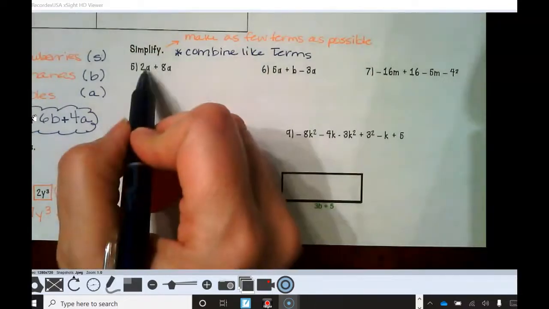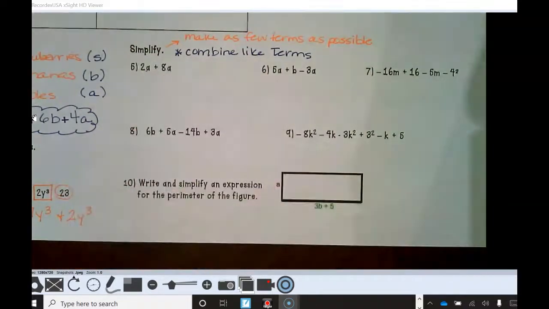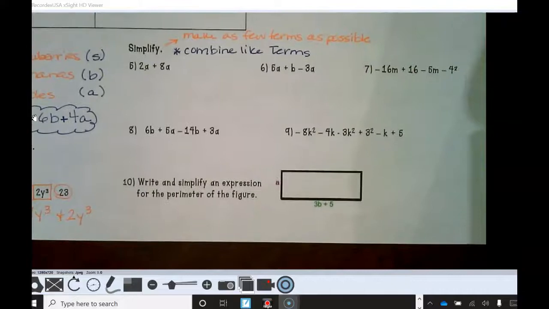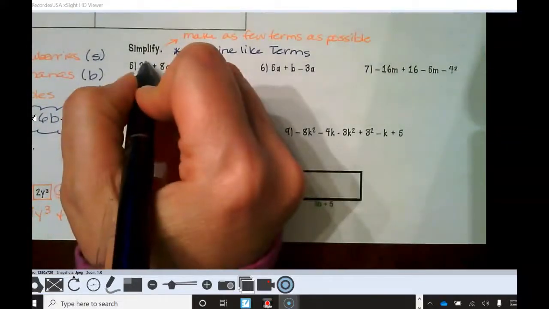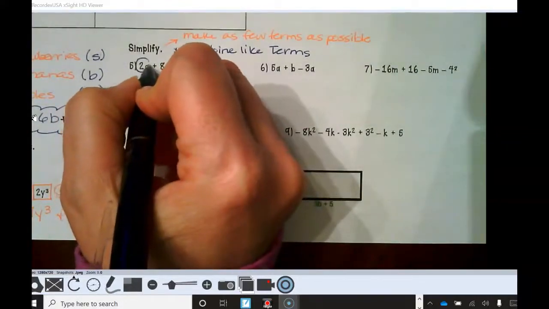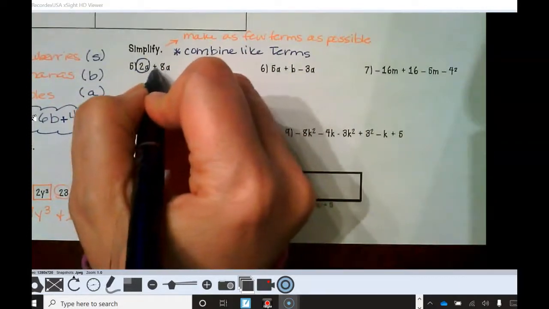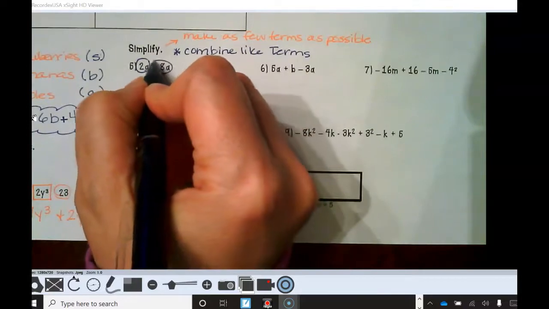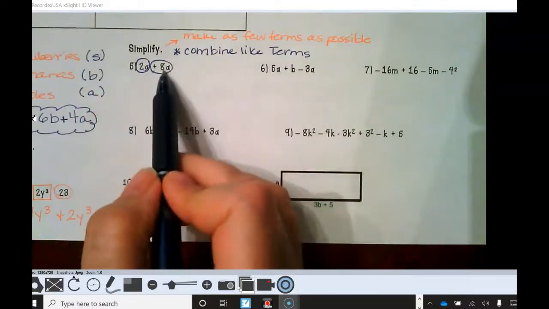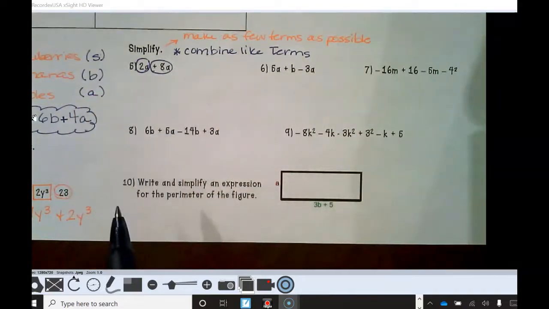Alrighty, so we have some A's and we have some A's. Those are like terms. So I want you to circle the term and the sign if it has one. Circle this term and the sign in front of it, because the second term is going to tell you whether or not you're adding or subtracting.